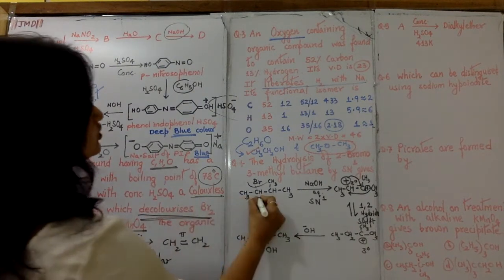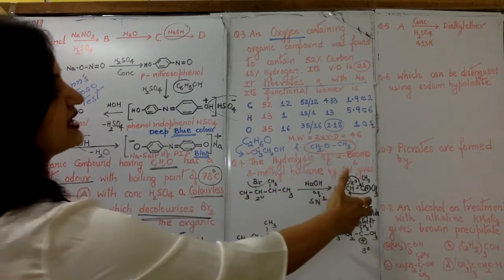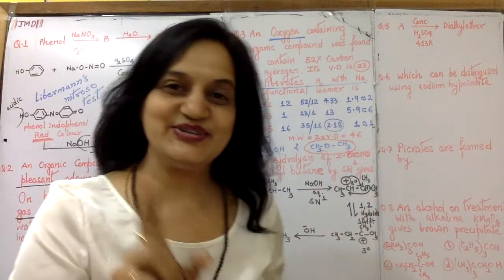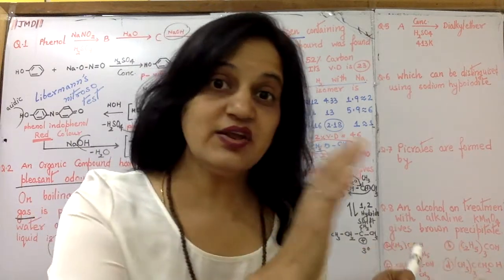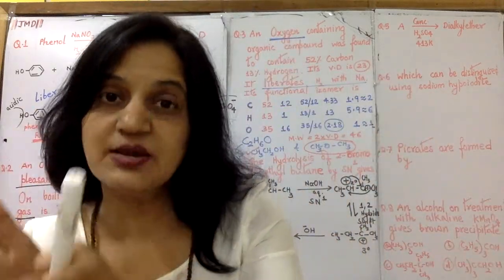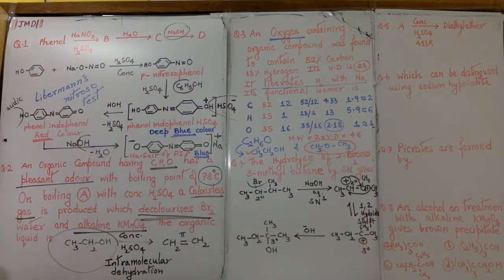So see, a 2-degree alkyl halide gave a 3-degree alcohol because in between, the carbocation undergoes a 1,2 hydride shift to convert the 2-degree carbocation to a more stable 3-degree carbocation, and hence the final product is a 3-degree alcohol.